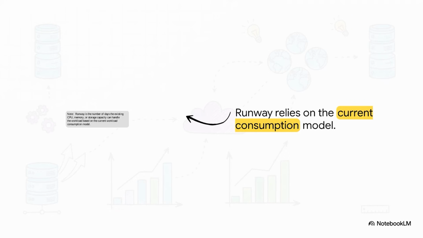This also perfectly illustrates another fundamental rule. The runway is strictly the number of days the existing capacity can handle the workload based on the current workload consumption model. Unless you are actively building a what-if scenario like we did with those VDI users earlier, the default runway widget is completely blind to your future business plans. It only knows what is happening right now, today. So don't let a trick question convince you that the default view somehow automatically anticipates your future manual deployments.